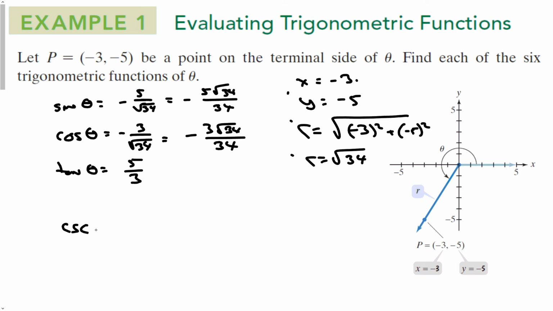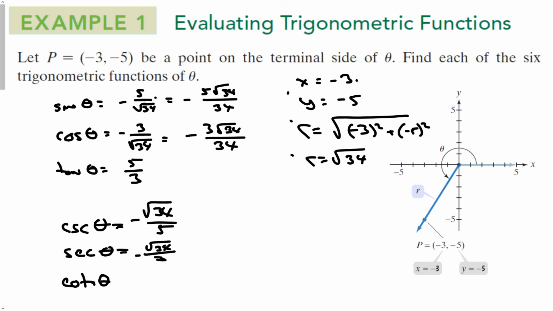So the cosecant, the secant, and the cotangent are just reciprocal relationships. So you could flip this one over here, but then you're going to have to rationalize the denominator again, so just flip the original one. So that is negative the square root of 34 over 5. This would be the square root of 34 over 3, negative, and 3 over 5. Okay?